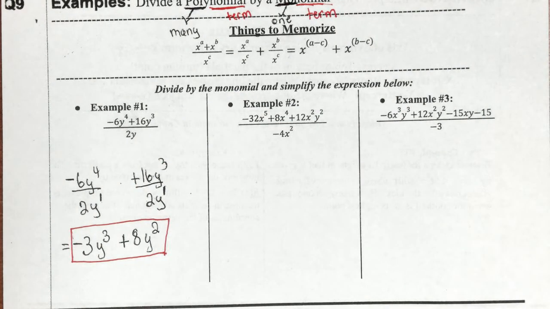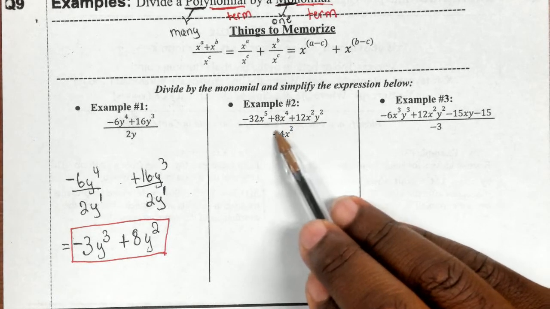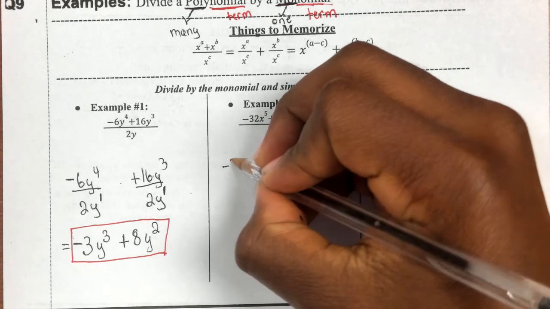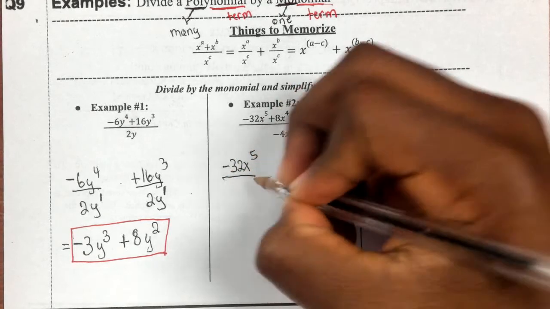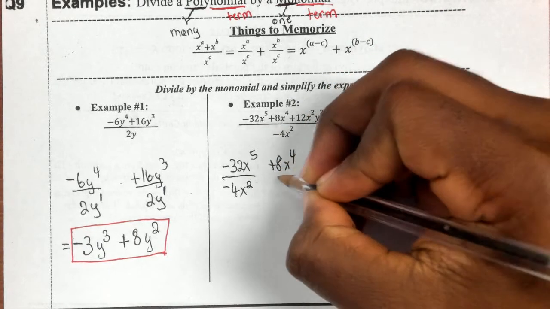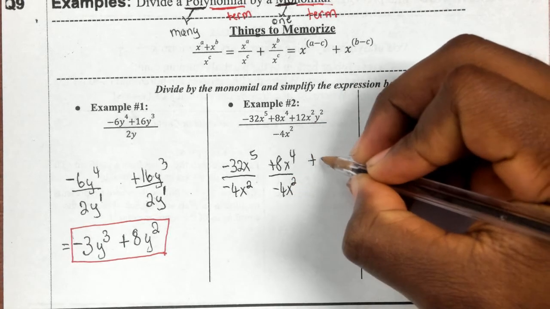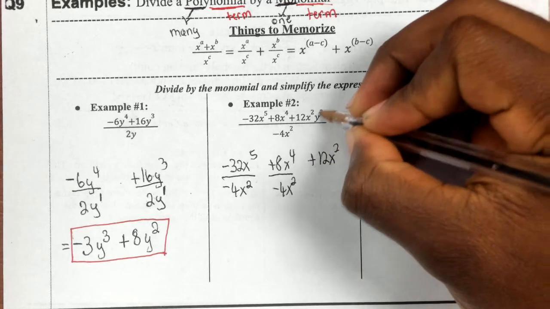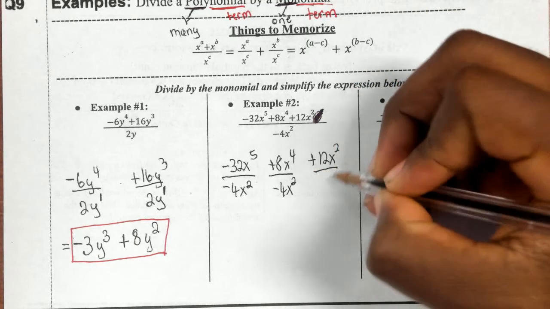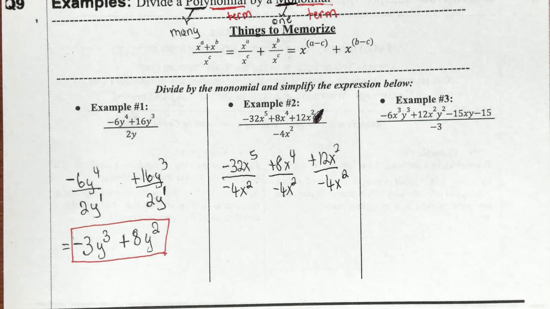For the next one, again, I'm dividing this polynomial by this monomial. The negative 4x squared is a common denominator. So I can rewrite this as negative 32x to the 5th power over negative 4x squared, positive 8x to the 4th power divided by negative 4x squared, and positive 12x squared divided by negative 4x squared. The y should not be there; that was a typographical error.